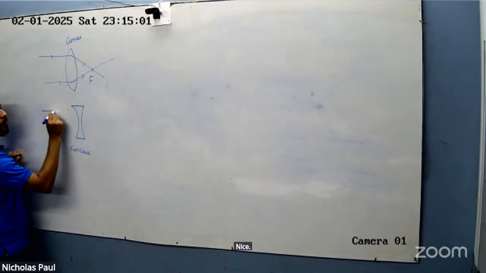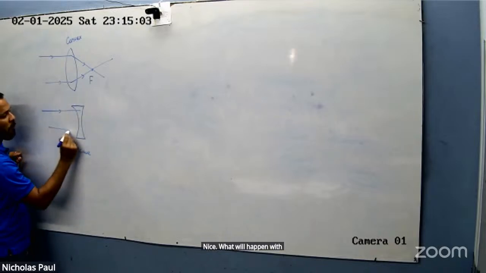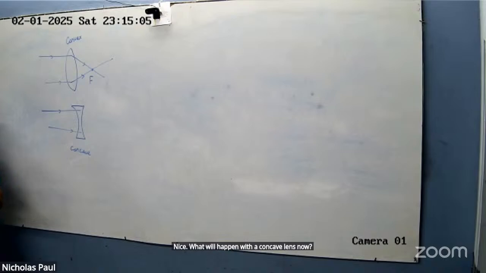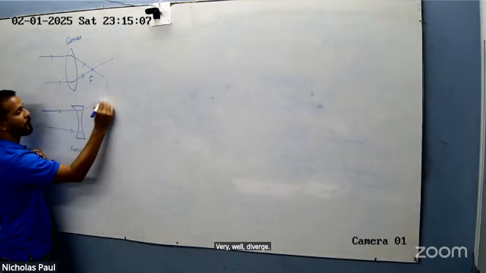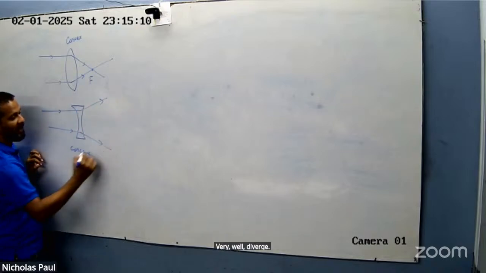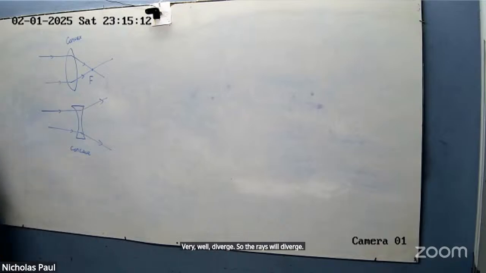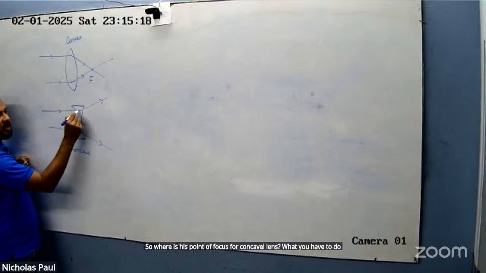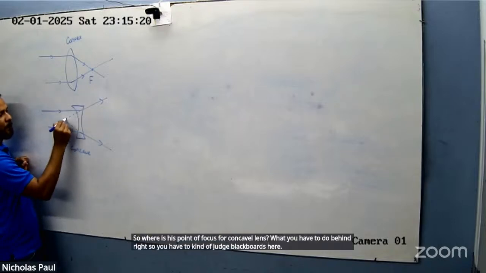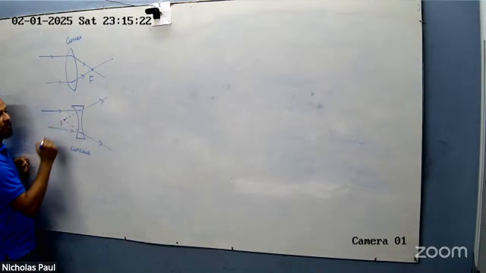What will happen with a concave lens now? The rays will diverge. So where is the point of focus for a concave lens? What do you have to do? Behind, right? So you have to draw it backwards here. That's the point of focus.